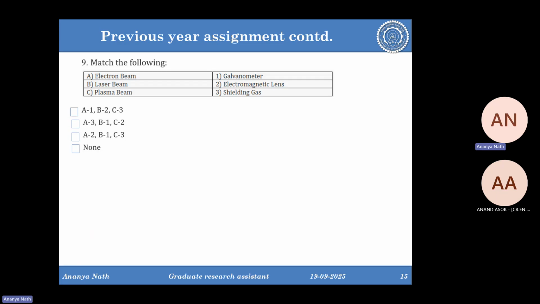Then we have match the following. So try to do it, it's easy. A2, B1, C3. Okay, so electron beam is electromagnetic lenses, laser beam is galvo, and plasma beam is shielding gases. So A2, B1, and C3.